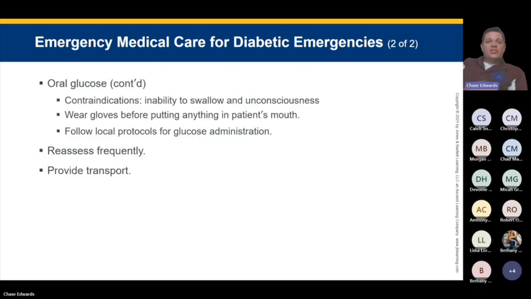So the only contraindications are if the patient doesn't have the ability to swallow. So your patients that are very altered, you don't want to give this to because you don't want them choking on it. And which also is going to be unconscious as well. If they're unconscious, then of course you're not going to give it. You're going to wear gloves before putting anything in the patient's mouth, right? And then you're going to follow local protocols for glucose administration, whatever your SOG state. After that, you're going to reassess your patient frequently. If they have hypoglycemia, they should start normalizing pretty quickly. And then you're going to provide transport to the next level of care.